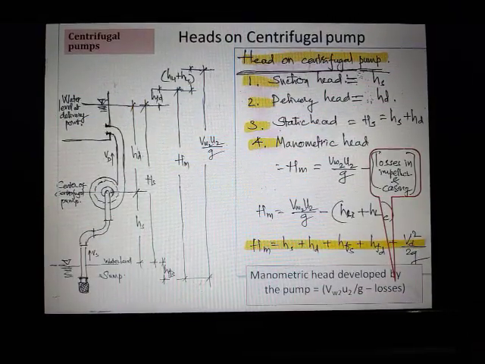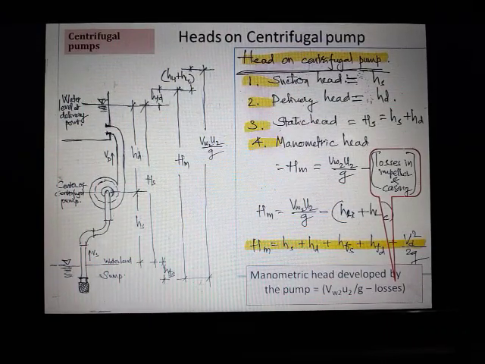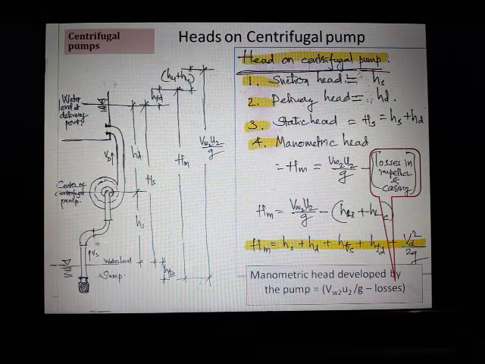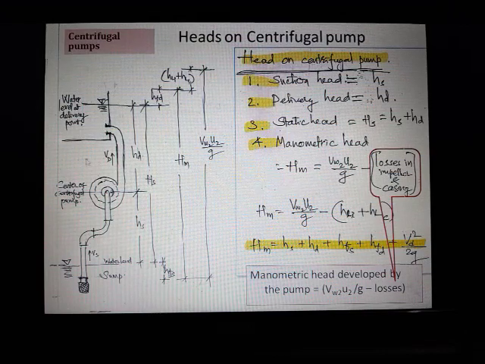Okay, here heads. There are a number of heads which are defined here. So here there is a sump, there is a suction pipe which delivers the water at the eye of the impeller, and then through the delivery pipe into a tank. So this is called the center or eye of the impeller.